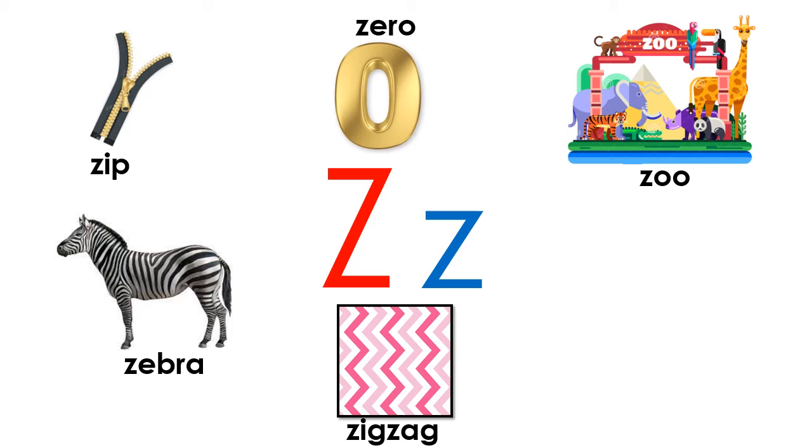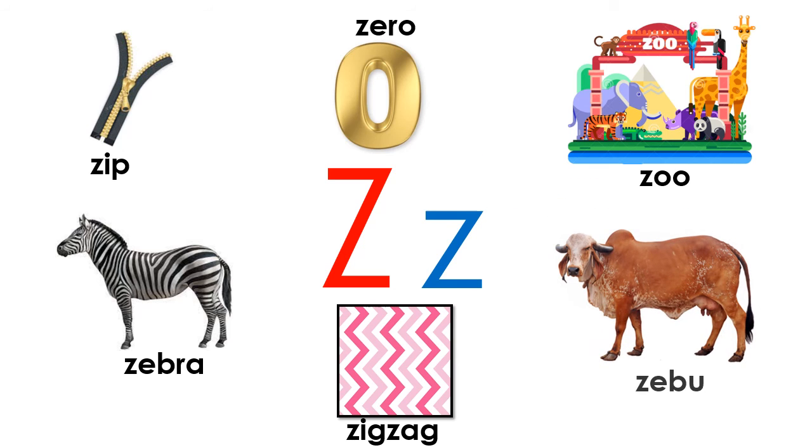Children, can you see this pattern? We call this pattern zigzag. Z for zebu. Zebu is a type of cow with a hump. Did you see, children? It has a huge hump on its back. Those types of cows we call zebu.